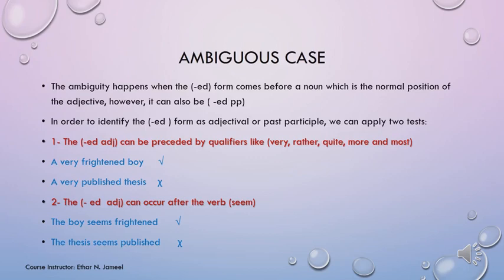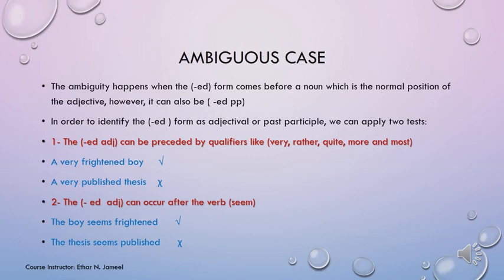The only ambiguous case with the suffixal homophones of ed is when the ed form comes before a noun. When the ed form comes before a noun, we have to think of two possibilities. Either the ed form is an adjective or it is not an adjective. If it is an adjective, then the ed is ed adjectival. If it is not an adjective, then the ed is ed past participle.